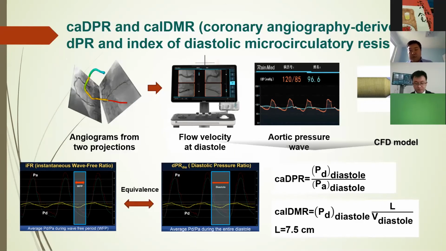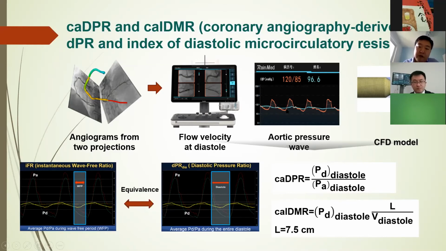So I propose two new parameters. The first parameter is the coronary angiography derived DPR, that's the diastolic pressure ratio, and CAIDMR, that's the coronary angiography derived index of diastolic microcirculatory resistance. Because we have the aortic pressure waveform, based on this aortic pressure waveform, we can determine the diastolic period.